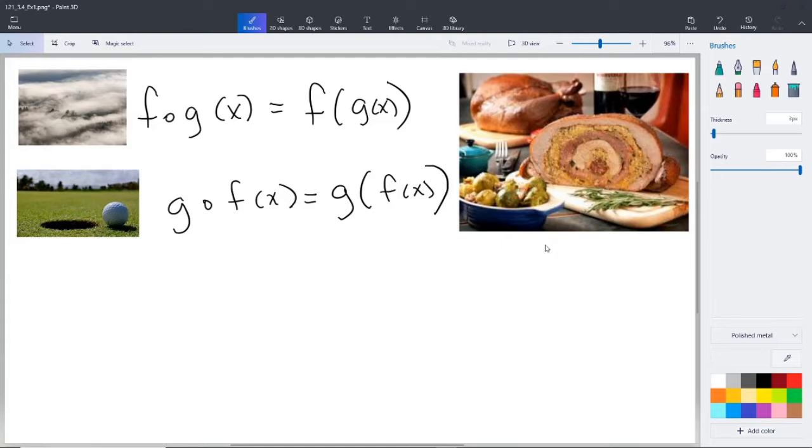And that's really what fog and gof are that we're going to talk about here, which are the composite functions of math. Fog is f of g of x, which means we take g of x and we put it into f of x. And gof is g of f of x, which means we take f of x and we put it into g of x. So again, much like the turducken, it's putting one thing into the other thing.